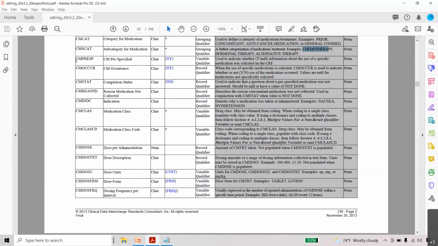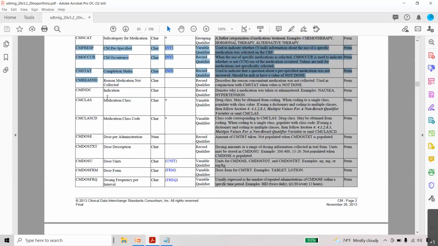Next one is CM pre-specified. Here we have CM pre-specified, CMOCCUR, CM status, and CM reason not done. These are interview variables. In the interview, they will check your knowledge or understanding of these variables.